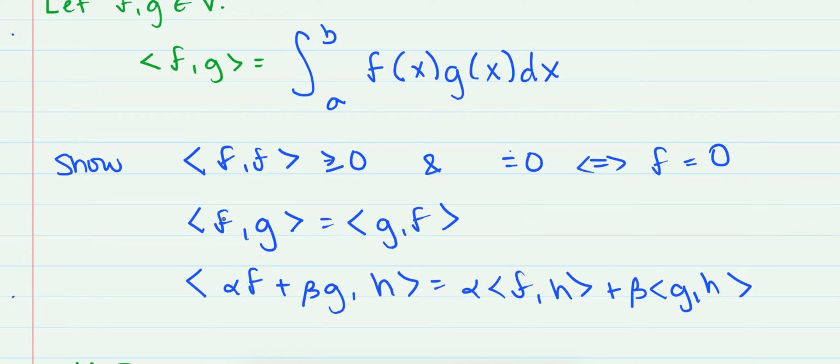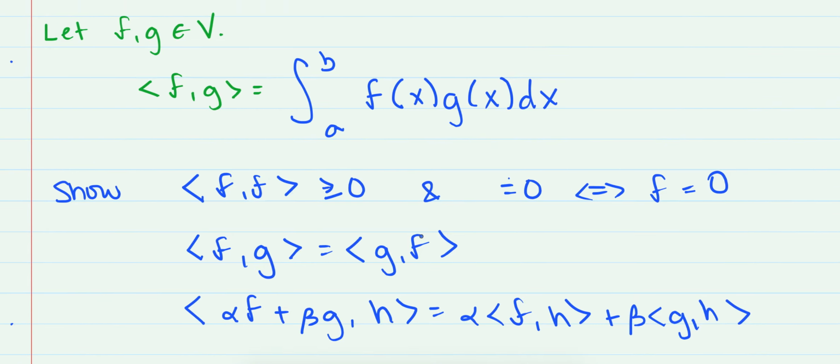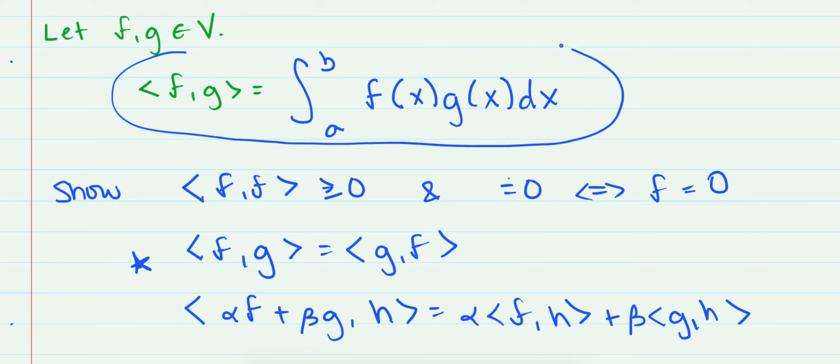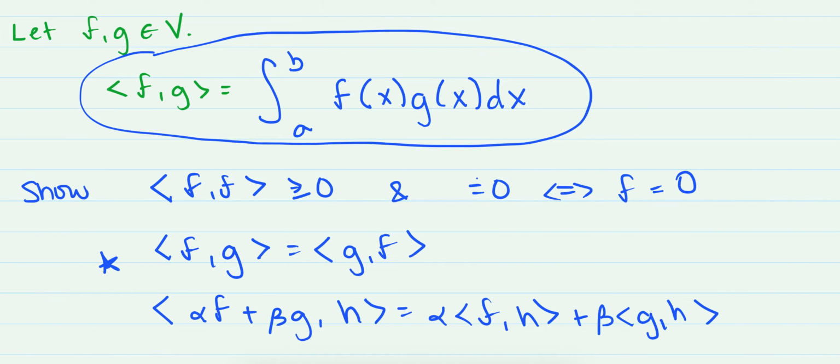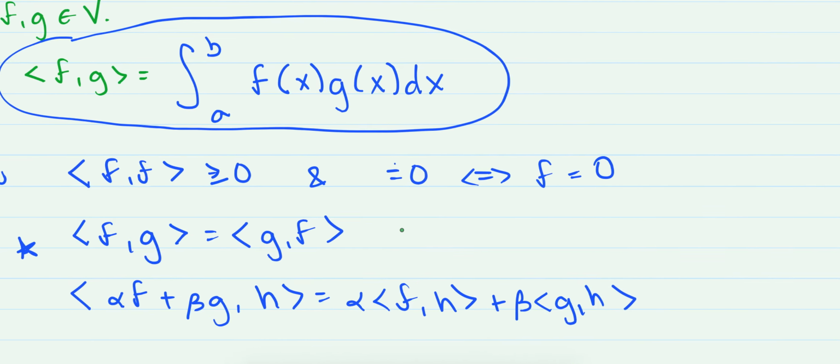So how can we check it? Let's start with this one. So I'm going to do this one first. Here's the definition. The inner product of f with g is the integral from a to b of f times g times dx. Okay, so then what would the inner product of g with f be? Let's write it, I guess we can do it in green.